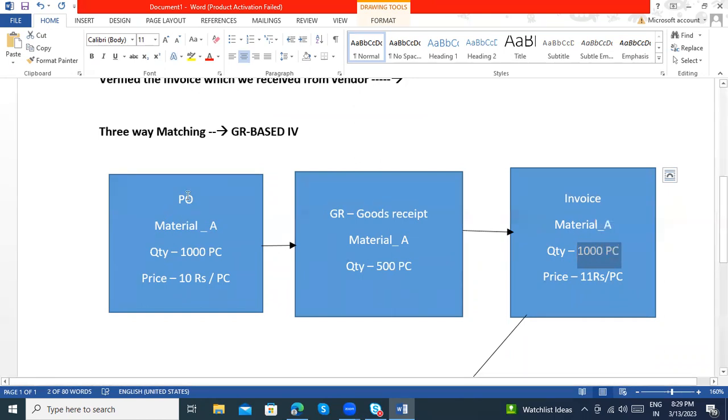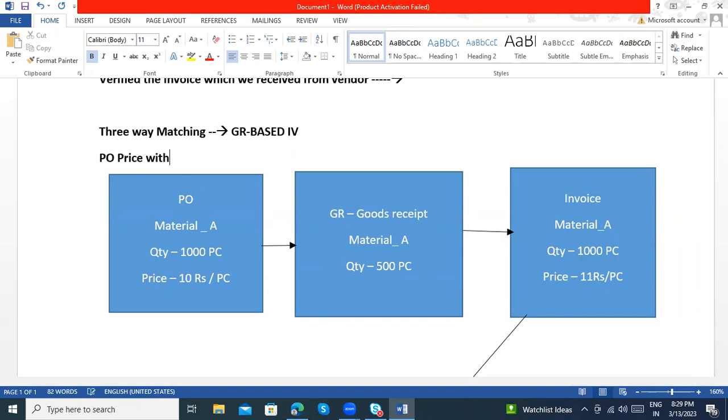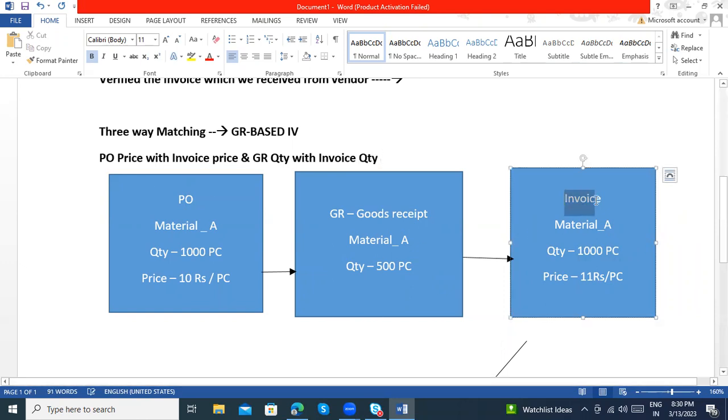Okay, so three-way match will be comparing the PO price with the invoice price, and the GR quantity with the invoice quantity. That means when the invoice is being validated, they will check how much price you agreed in the PO and how much quantity you received in the GR, and compare them. That is the three-way matching.